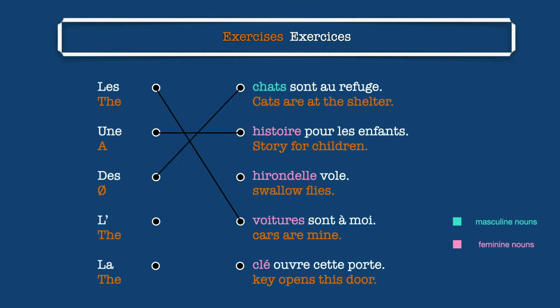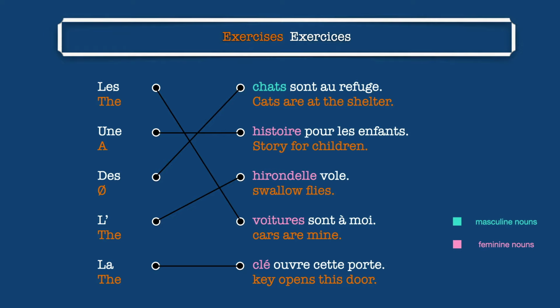As there is only one plural noun in the possibilities, the right answer is, Des chats sont au refuge. Cats are at the shelter. And it's because there are cats in the shelter, we don't know which ones, so it's indefinite. The next is L'. Where do you place it? L'hirondelle vole. The swallow flies is the right answer.